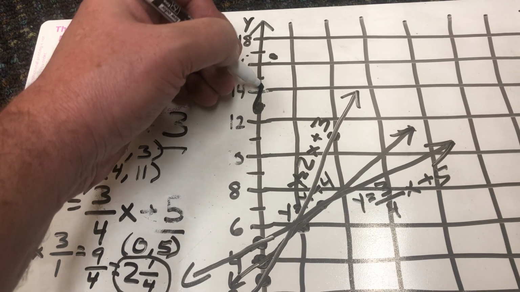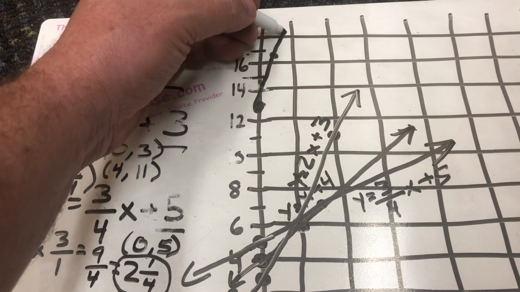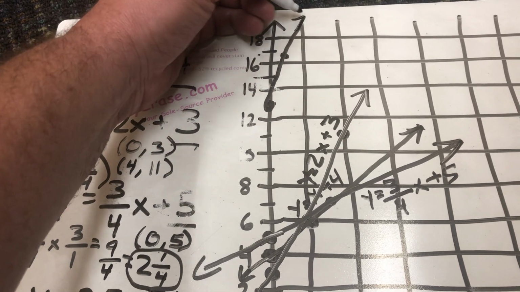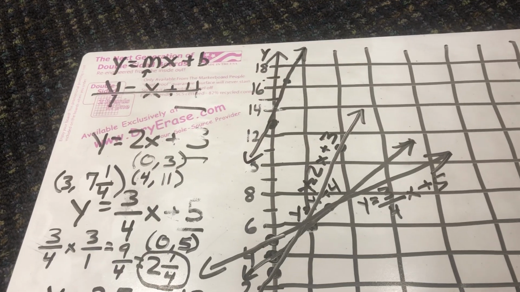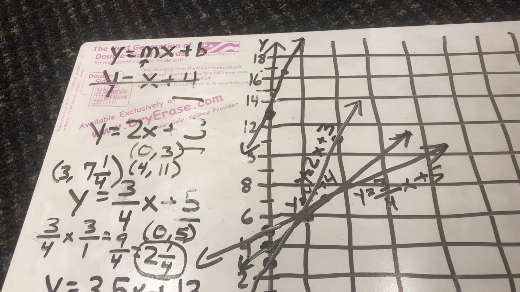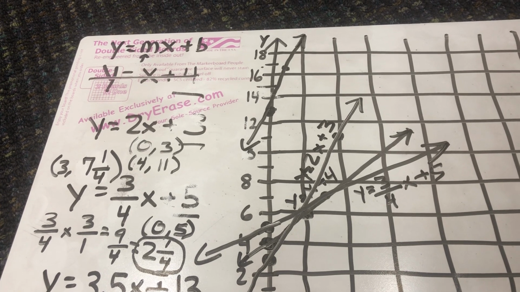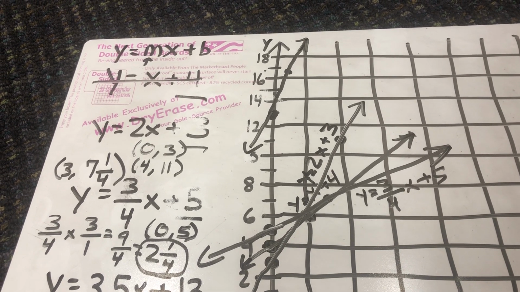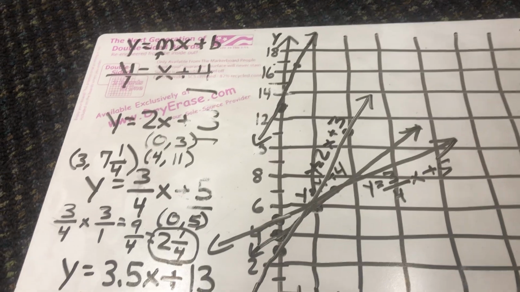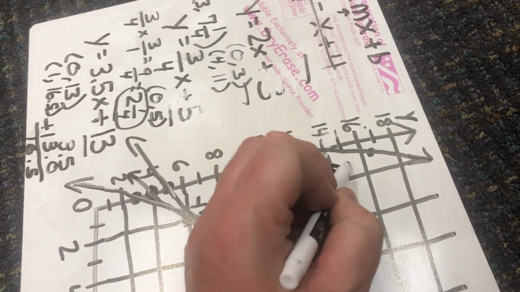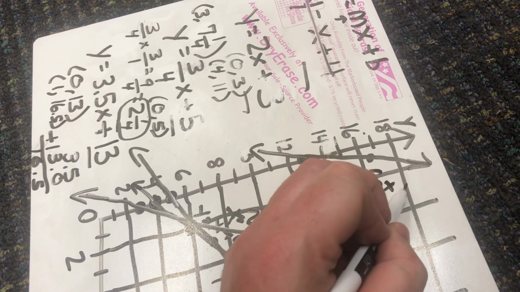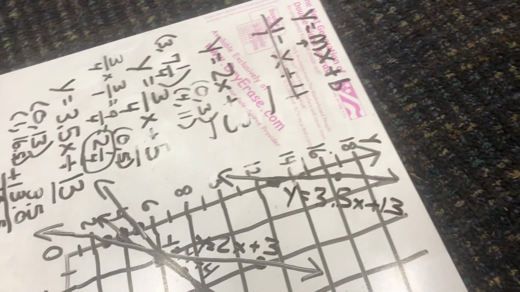Then I'm just going to take my pen and do what I can to make a straight line. When you make yours, you're going to want to use a straight edge to make a nice straight line. But this is for y equals 3.5x plus 13.